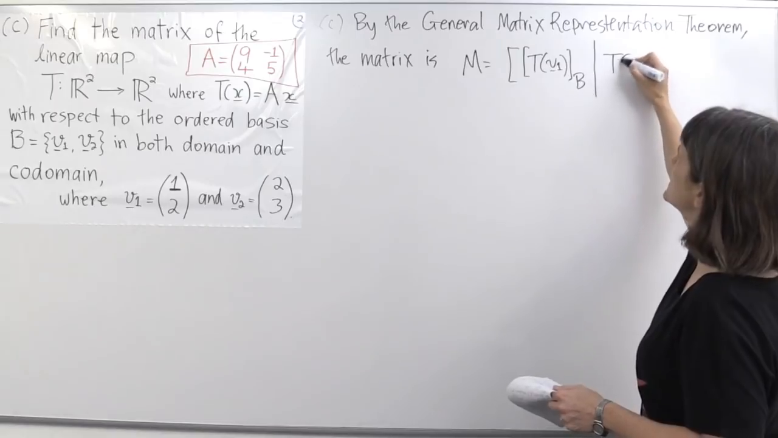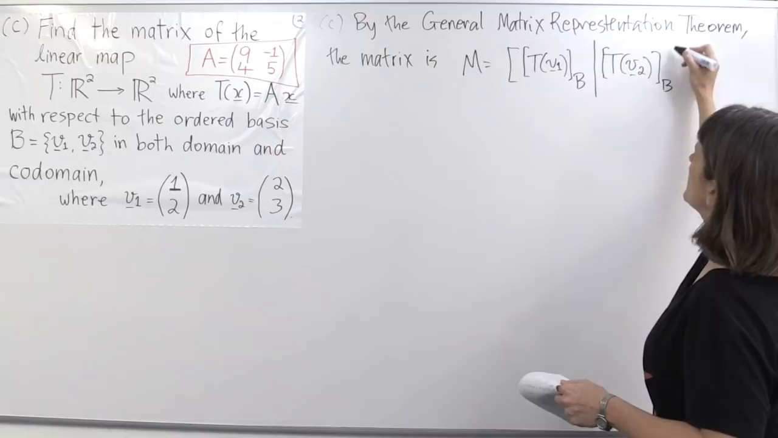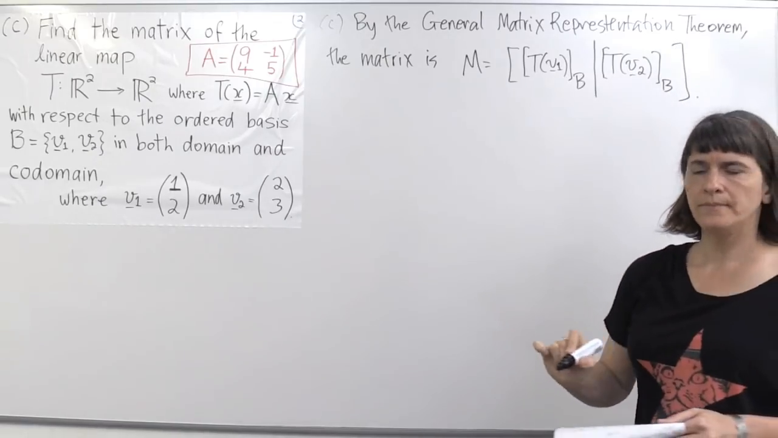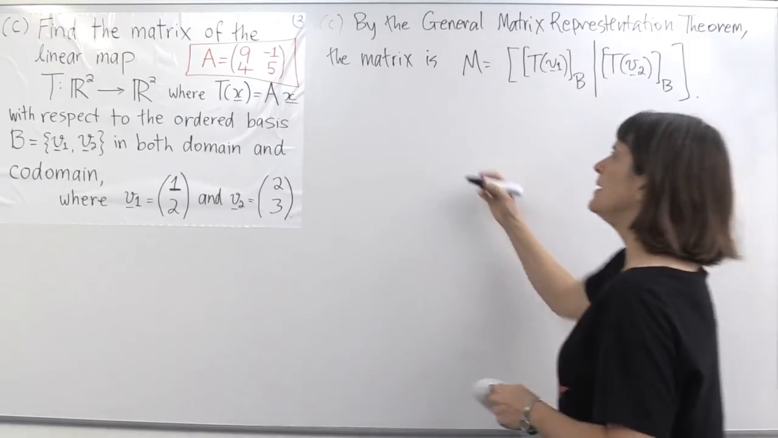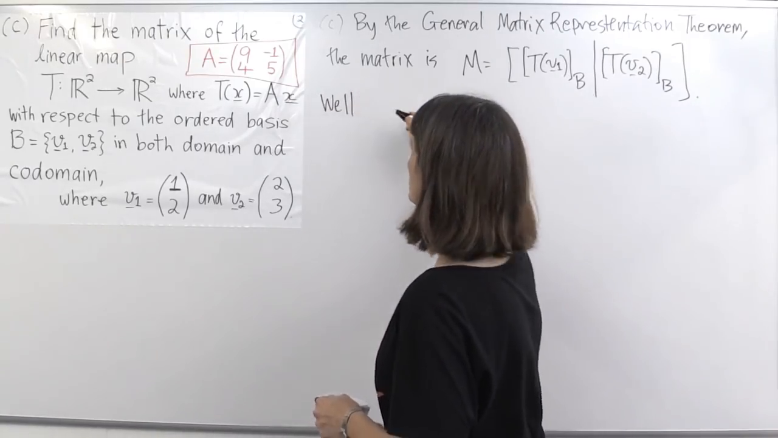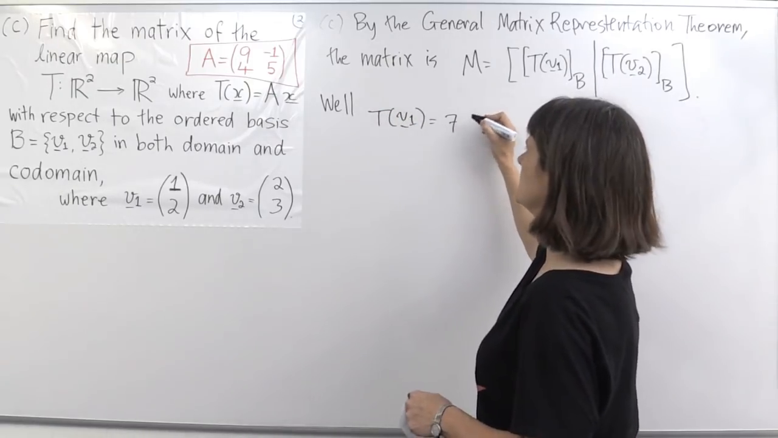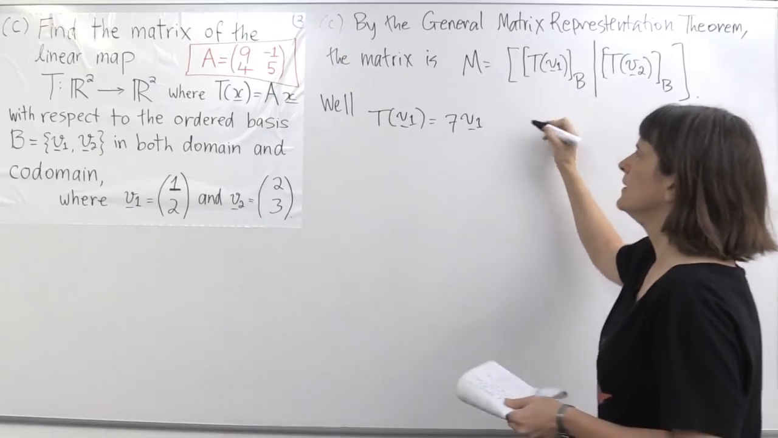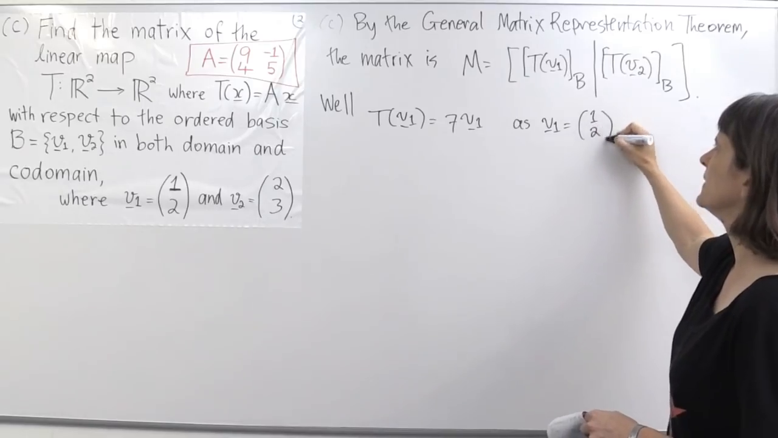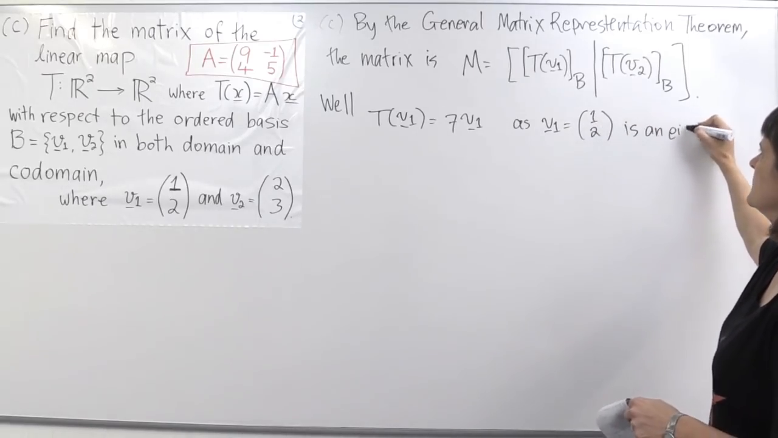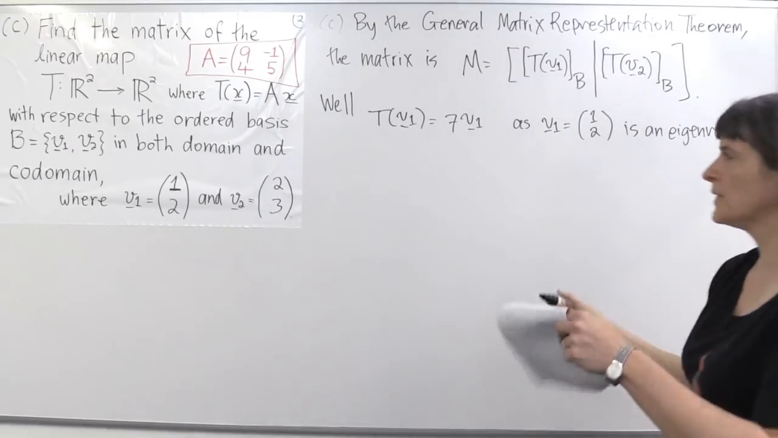And for the second column, you do the same thing with respect to the second basis vector, V2. So we just have to calculate these two vectors and take their coordinate vector with respect to B. So let's start on that. We know that T of V1 is just 7 times V1, as V1, which is (1, 2), is an eigenvector. We proved that in part 1.